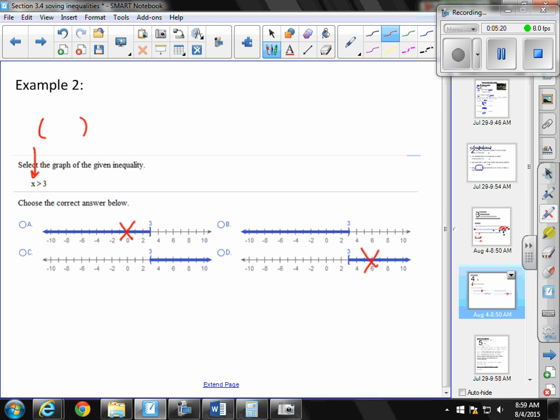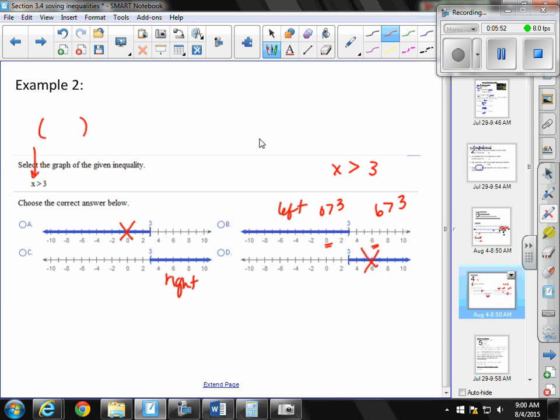And the other thing I have to do is just pick now, which way does my shading go? Am I shading to the left or am I shading to the right of 3? So here again, I can just choose one graph to start with and I can pick some test numbers. I'm going to pick 0 and I'm going to pick 6 as my test numbers here. And I'm going to look at my inequality, said x greater than 3. Is 0 greater than 3 or is 6 greater than 3?